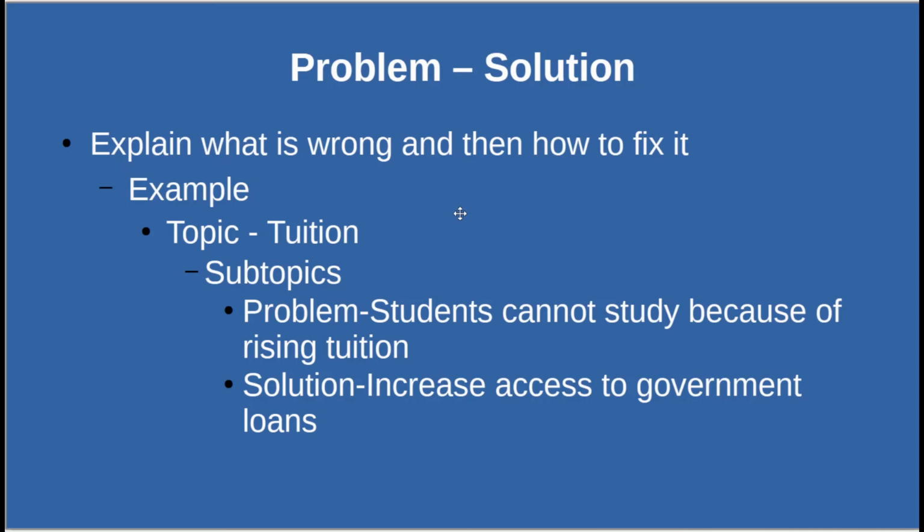Okay, problem solution. This is very similar to the cause and effect, but the difference here is that you're trying to present a way to solve a problem. So with the problem solution, you are explaining what is wrong, and then you are providing suggestions on how to fix it. So again, our topic is tuition. And so the problem is that students cannot study because of rising tuition. And so the solution might be to increase access to government loans.